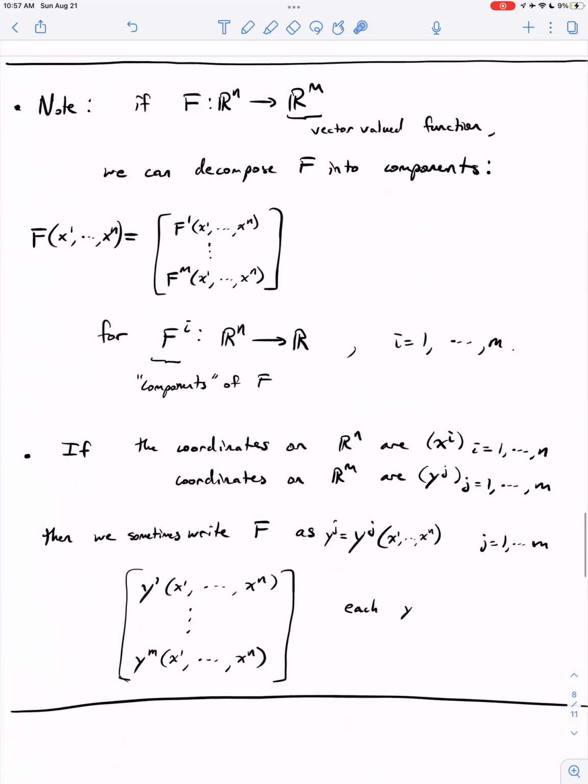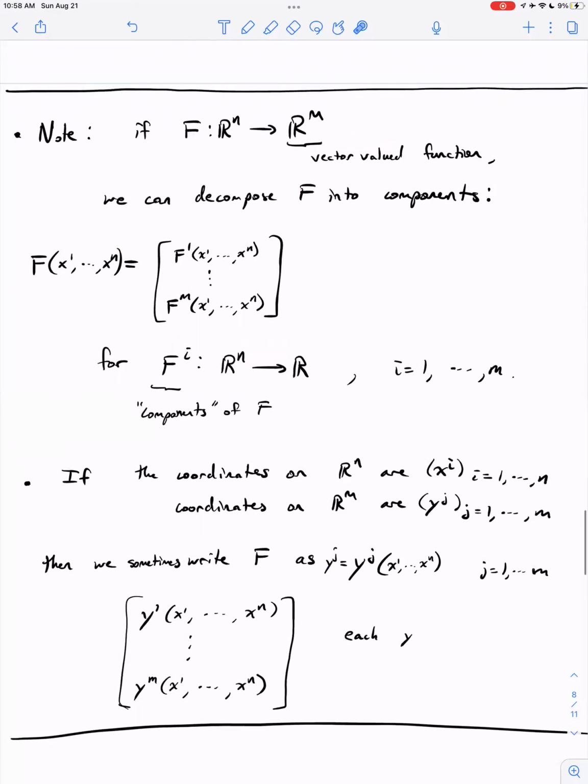We worked with just scalar valued functions, and now we're going up to vector valued functions. If we have a vector valued function, we can decompose f into its different vector components. The output is an m vector. This is the output after you plug in x1 through xn. You get these m different component functions, and these component functions are all scalar valued. Putting them together into one big vector gives you this vector valued function.